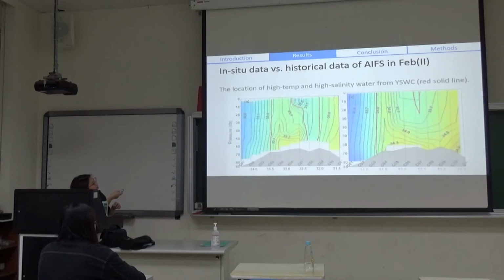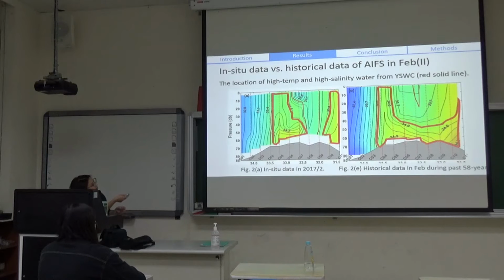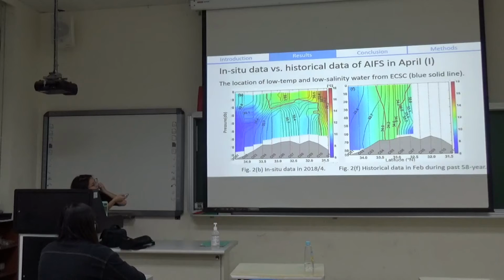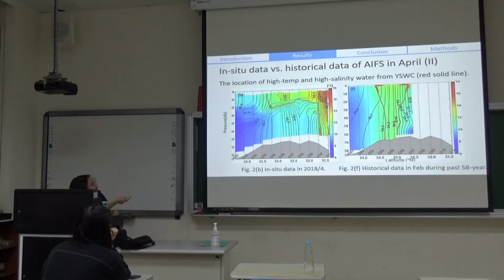Next, these two pages are the same as the previous slide, but we mark the distribution of the high temperature and high salinity water from the Yellow Sea Warm Current. These two features are observed in April, and the left is in-situ data in 2018, and the right is the historical data. So the low temperature and low salinity water's distribution is located here, and the high temperature and high salinity water is here.